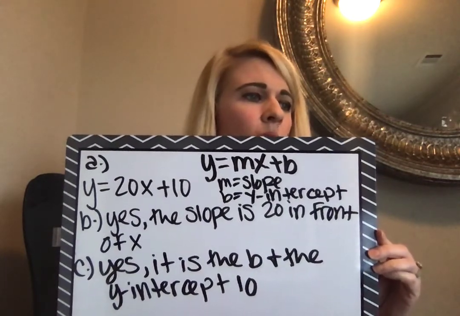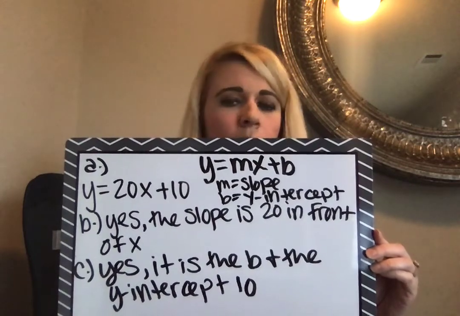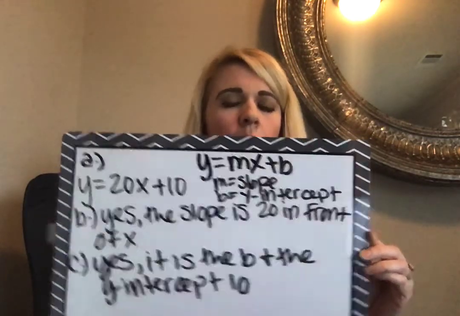The next question says, what conclusions can you make about non-proportional equations? Let's think about it for a second. Okay, I'm going to write it out, and this is what I want you to write down. The slope is the coefficient of X. Remember, a coefficient is the number in front of the variable. Well, the slope is the number in front of X.